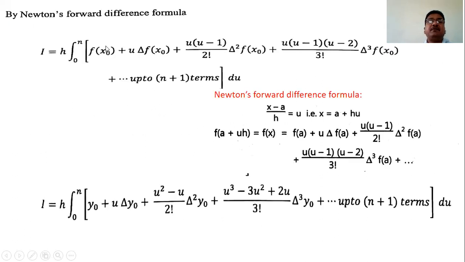This is the expansion: f of x naught, this term f of a, u delta f of x naught, then u(u minus 1) by 2 factorial delta square f of x naught. Here x naught is a in this formula. The next term is plus u(u minus 1)(u minus 2) by 3 factorial delta cube f of x naught, and so on up to n plus 1 terms.